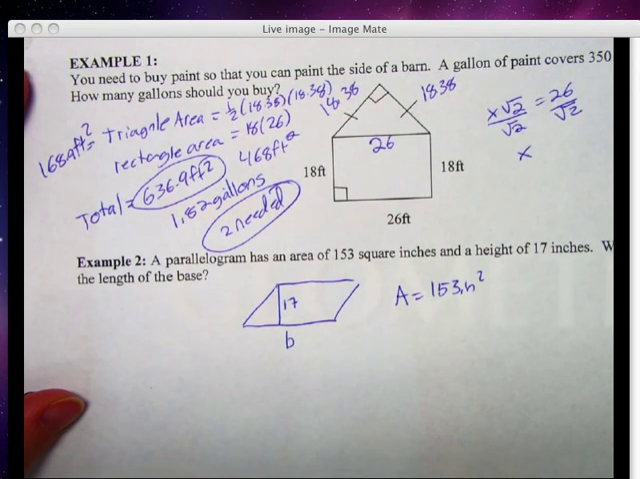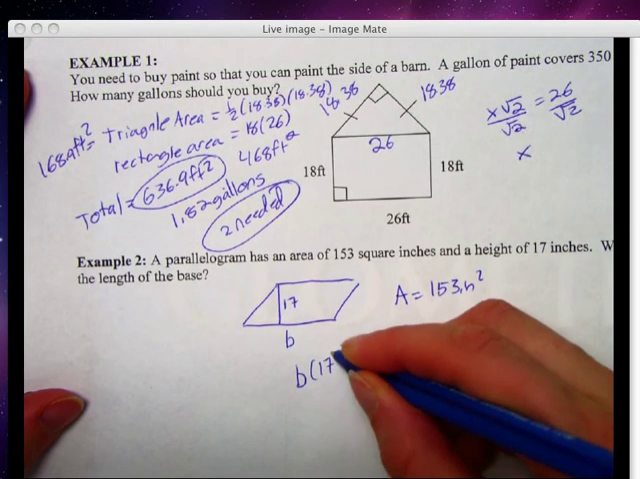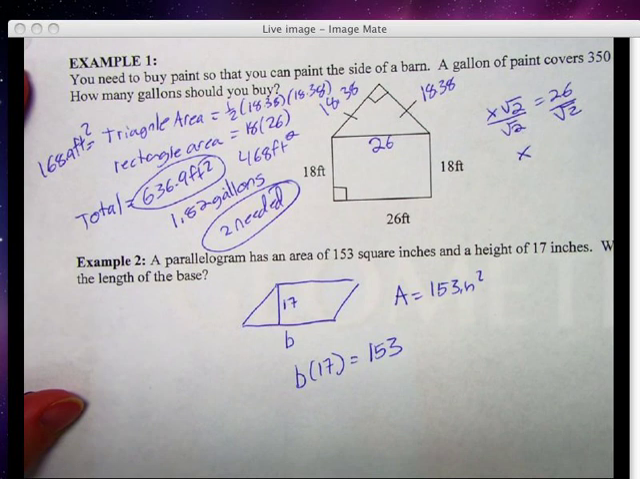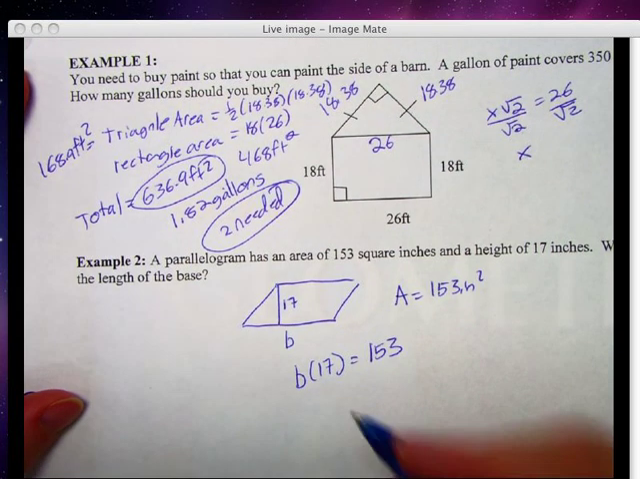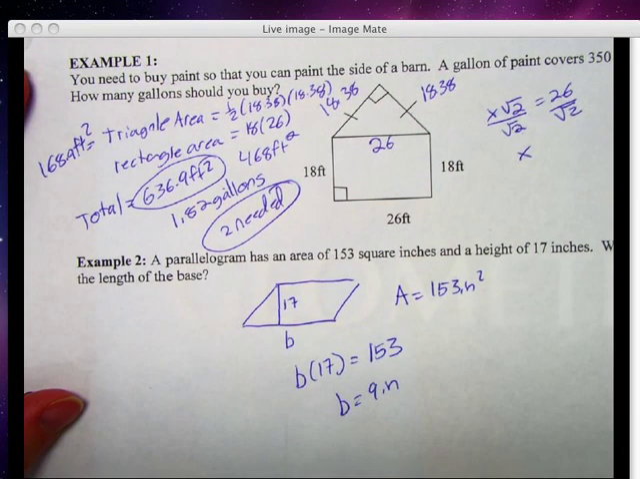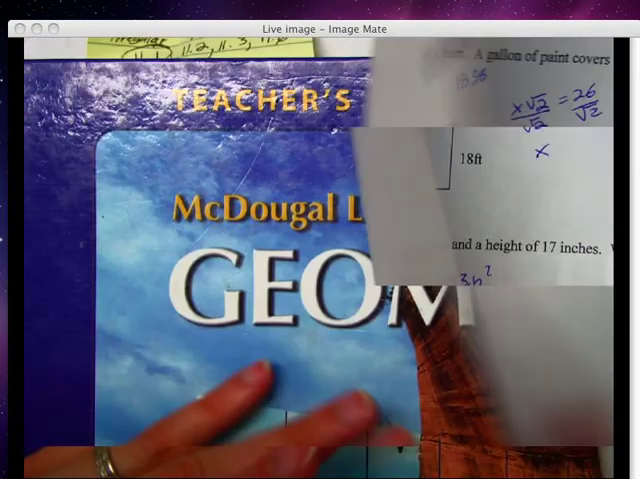Well, how do you find the area of a parallelogram? Not 1/2, just base times height. Base times height equals the area. So I'm just going to take 153, divide by 17, and I get 9 inches. Okay, and that was it.